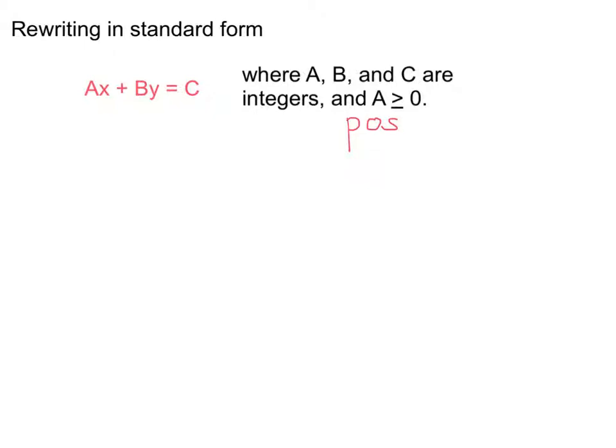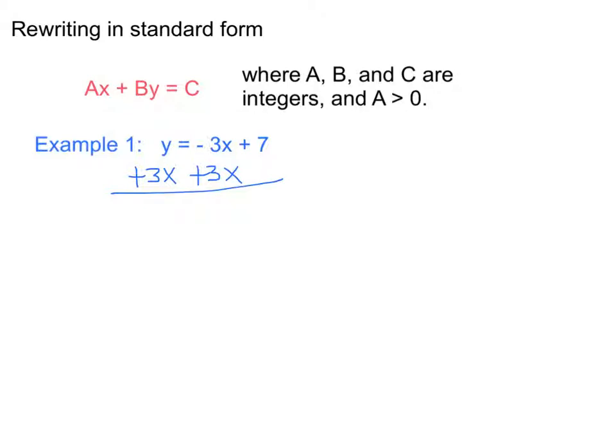So let's do an example. For the first example, we have y equals -3x plus 7. So this is in slope-intercept form, and we're going to change it to standard form. So again, we want the x term on the left side. So I'm going to go ahead and add 3x to both sides. And so I'm left with, on the left side, y plus 3x equal to 7.